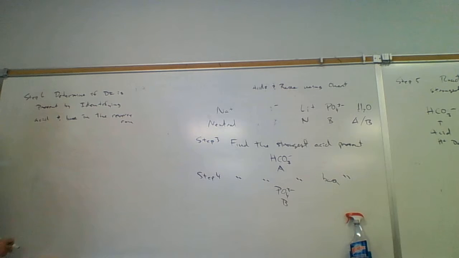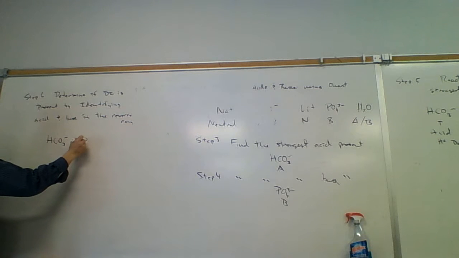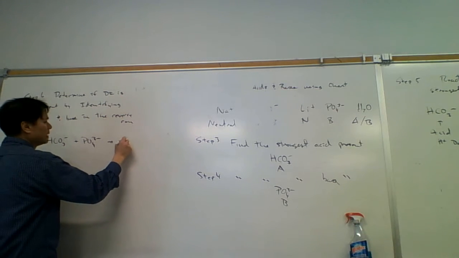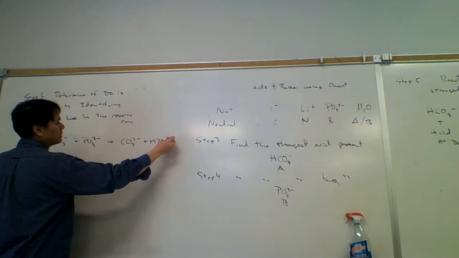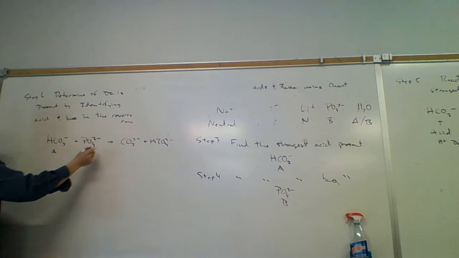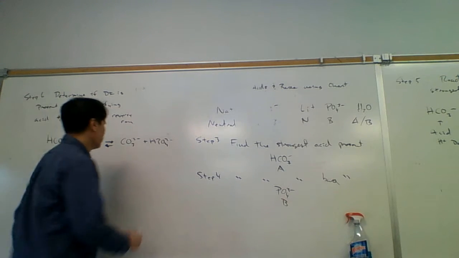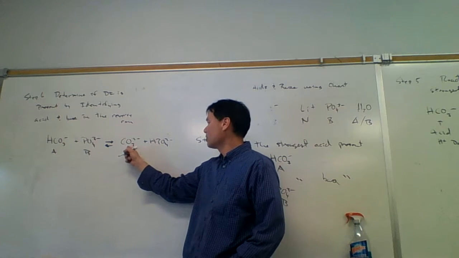All right, what I mean by this is we're going to write down bicarbonate plus phosphate yields carbonate plus hydrogen phosphate. We know what the acid and the base are going forward, but we want to figure out what it is in the reverse direction. So I'm going to go to the products and then go backwards. If I go backwards, then what happens to carbonate?